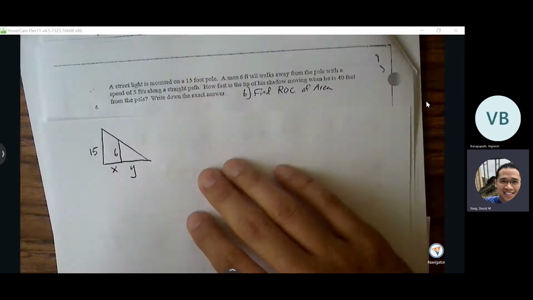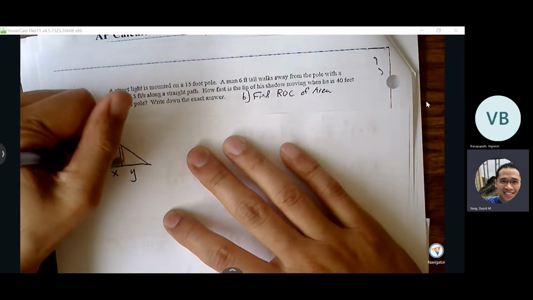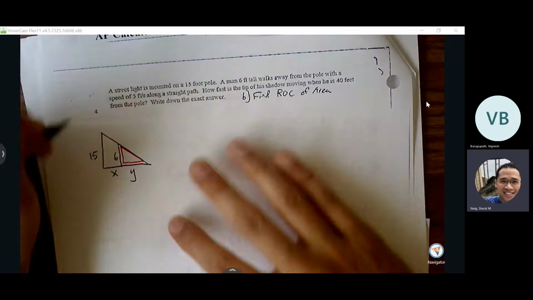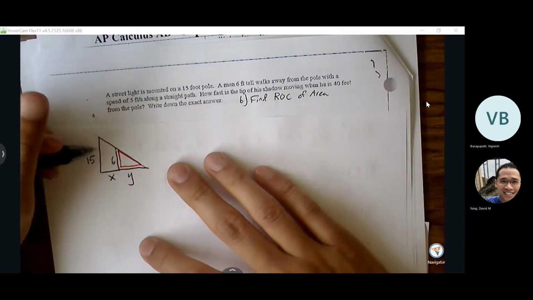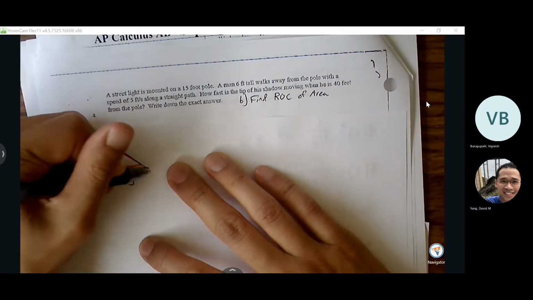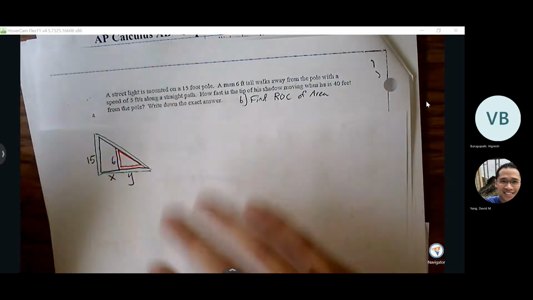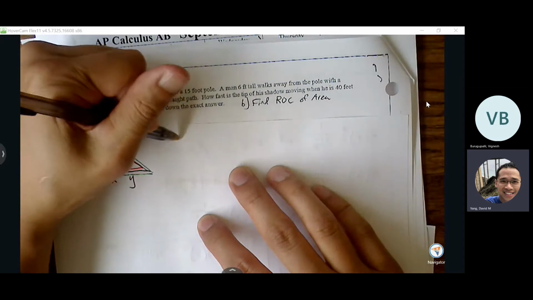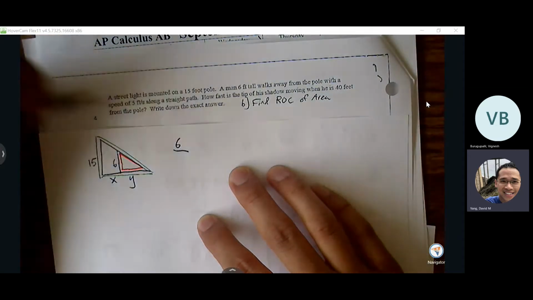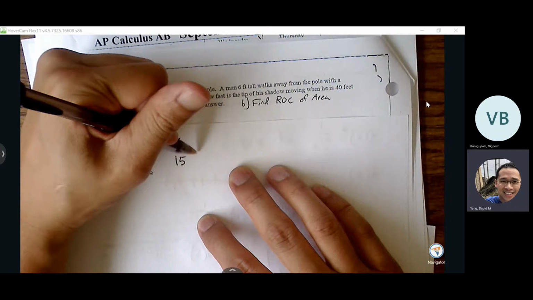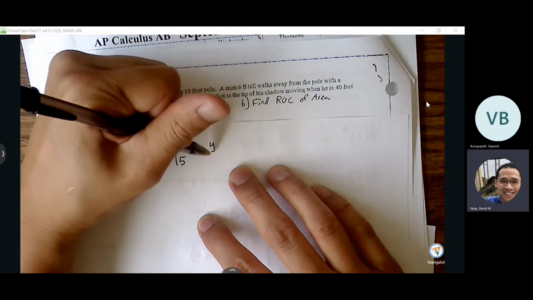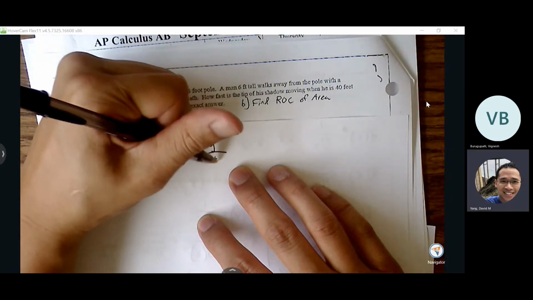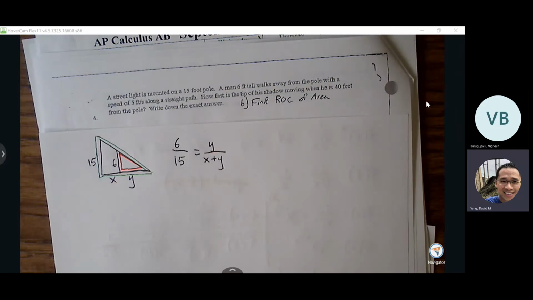Set up our proportions. Always have to identify our small triangle with our large triangle. So we say height of the small triangle is to the height of the large triangle as the base of the small triangle is to the base of the large triangle. Okay, are we good with that?